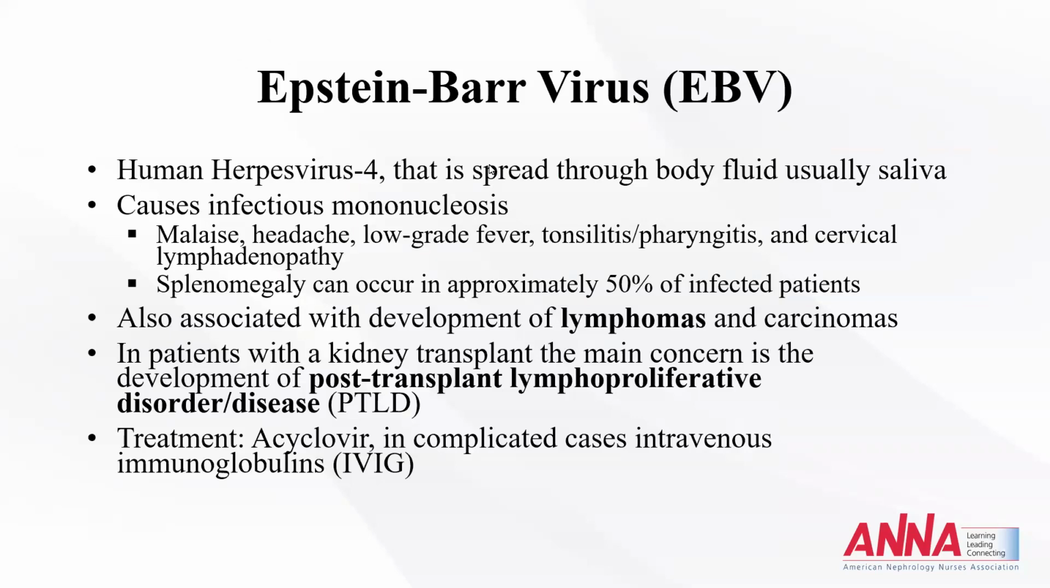The kind of cousin to this, the one I want to talk about next, was Epstein-Barr virus, also known as EBV. Again, this is human herpes virus 4. So this is in the herpes virus family that is spread through body fluid, usually saliva. Some people will even call it the kissing disease. It can cause mononucleosis that you would commonly see in childhood. With infectious mononucleosis, usually what you'll see for symptoms is malaise, headache, low-grade fever.